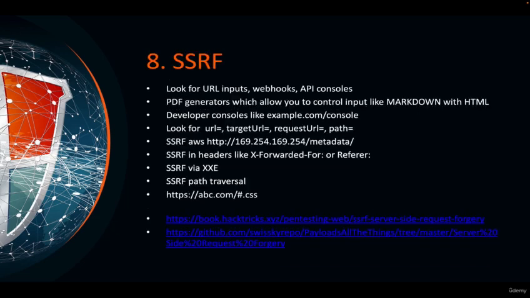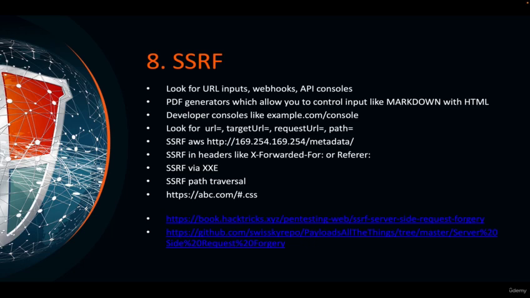SSRF, once again, huge vulnerability. So look for URL inputs, webhooks, API consoles, wherever you can supply a URL or something, right? And then obviously you need to find bypasses in most cases for that. So classic URLs are like url equals target URL, request URL, path, those kind of things. And then try to get to an AWS metadata instance like shown there.